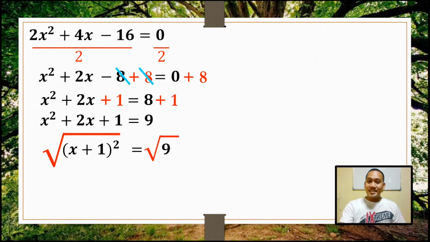So, applying extracting square roots, we can now eliminate our exponent 2 and the radical symbol on the left side, since our index and exponent are the same, leaving the expression x plus 1. On the other hand, on the right side of our equation, we will think of a number that if multiplied by itself will lead to a result of 9. From this, square root of 9 will give us two possible solutions, and that would be positive and negative 3.